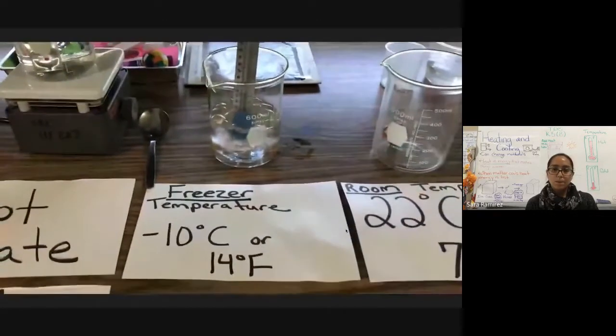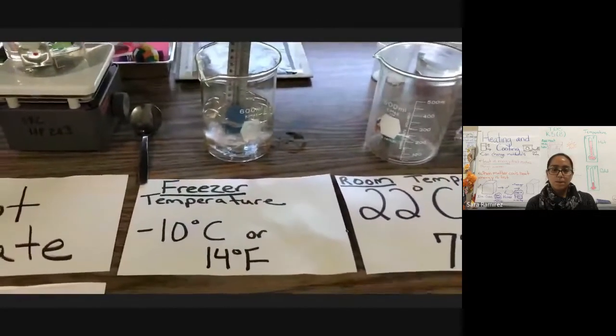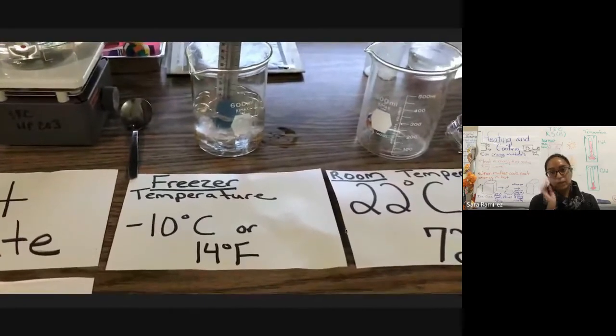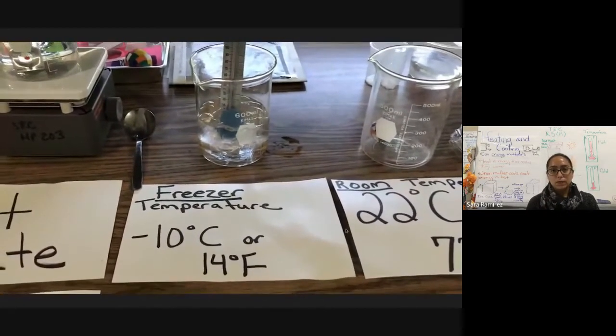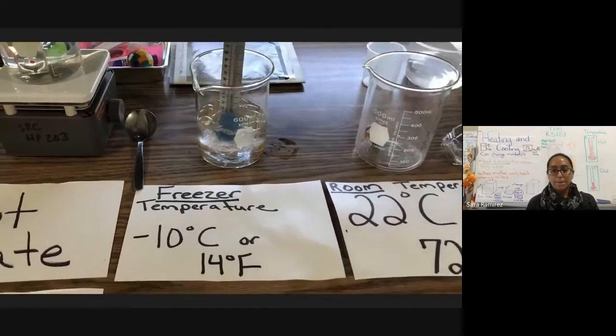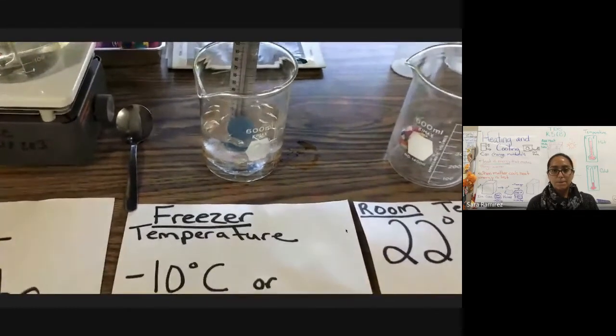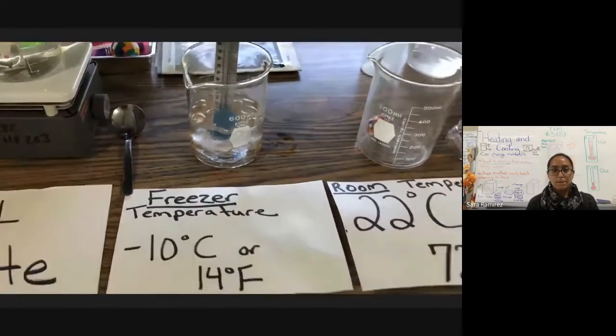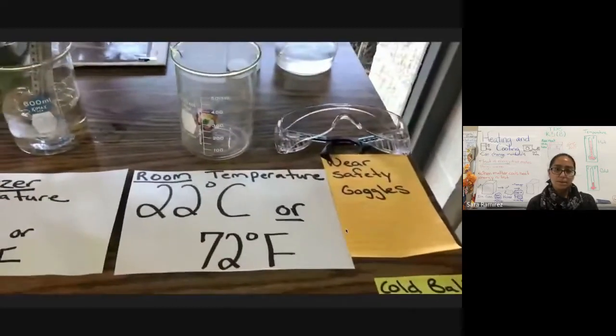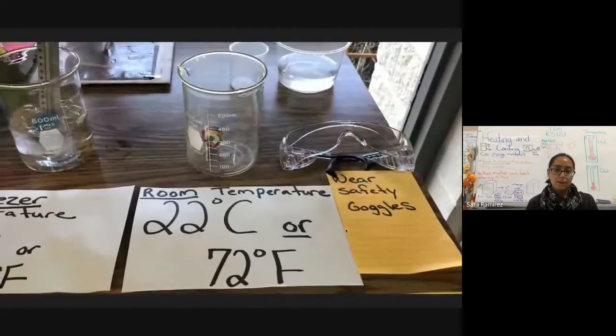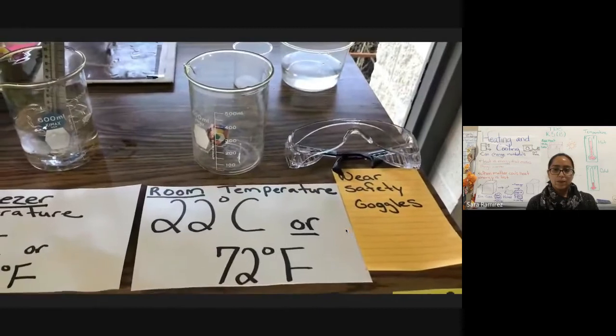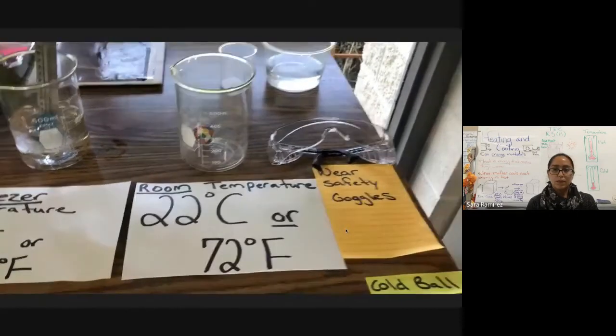Then we have our cold bounce ball here in the middle. It was in the freezer. It was about -10 degrees Celsius or 14 degrees Fahrenheit in the freezer. I placed it in a beaker full of ice just to help it stay a little bit colder. And then we have our room temperature ball, which is about 22 degrees Celsius or 72 degrees Fahrenheit, about the temperature in my room.